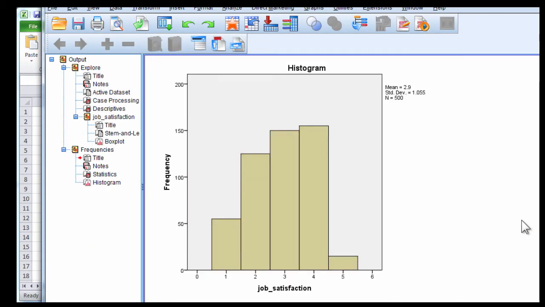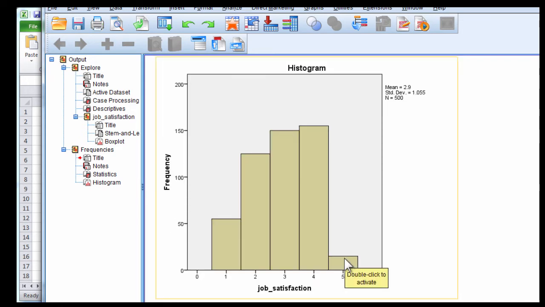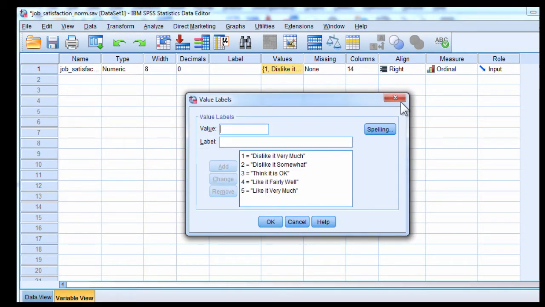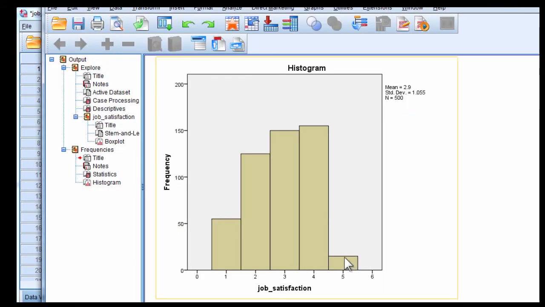And it looks something like this. You can see a huge cliff dropping off for people who would say, I very much like my job. Very few people actually said that they do. So I like it very much. Only a small number of people actually said that. Most people are somewhere between 2 and 4. But you have a chunk of people here who are quite unhappy with their jobs.